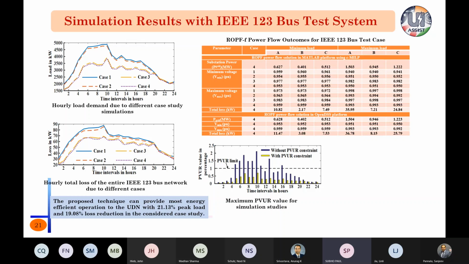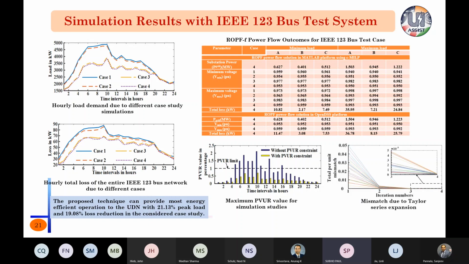Then the phase voltage unbalancing rate: obviously, if we are doing CVR and demand response at each and every phase, then it will increase the unbalancing rate. To minimize that effect, we can see with the blue curve, if we don't consider it, then the unbalancing rate is very high. But if we consider it, we can restrict it, then it is quite low.